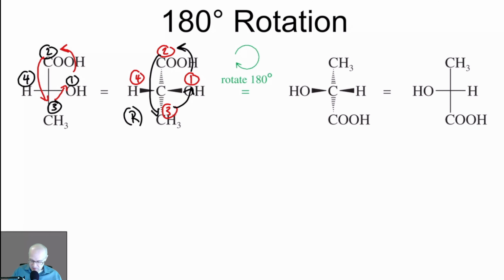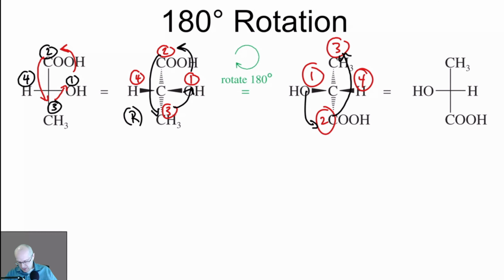Let's go over here. Do the same thing. 1, 4, 2, 3. 1 to 2, 2 to 3, and then 3 back to 1. Appears to be S, but remember group 4 is pointing up, so this is R. So by rotating a Fischer projection 180 degrees, it doesn't change the R or the S.